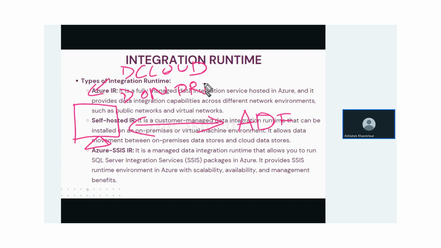So that ADF can connect to these sources, there needs to be some kind of link between them. For that we create a linked service, but this linked service needs to run on some kind of system over which all the computation happens. That system is known as IR, or integration runtime. Integration runtimes are basically of three types: Azure IR, self-hosted IR, and Azure SSIS IR.